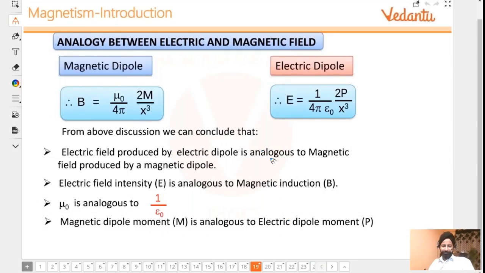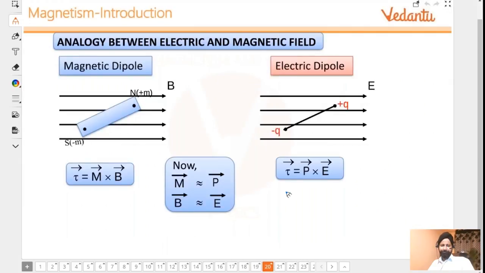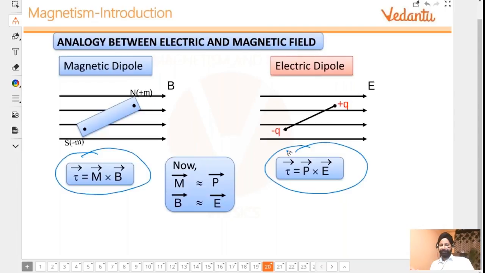Electric field produced by, I already spoke about all this, right? So mu naught is analogous to 1 by epsilon naught. M is analogous to P, and so forth. Now, electric dipole, magnetic dipole, very similar. The torque experienced is M cross B, and this is P cross E, exactly the same. So this is the magnetic dipole moment, this is the electric dipole moment.